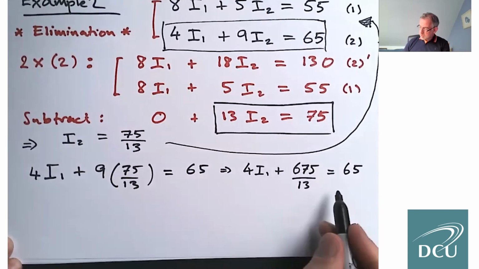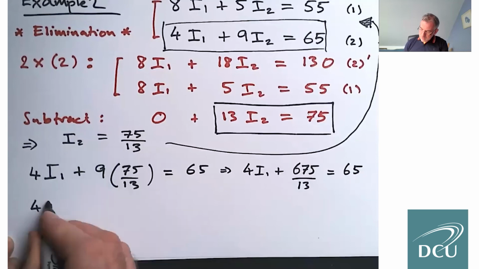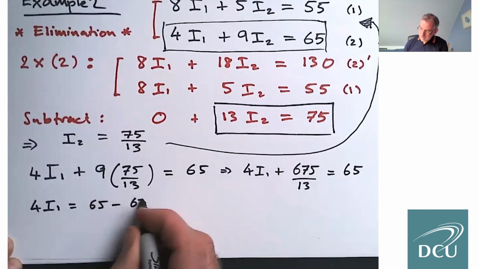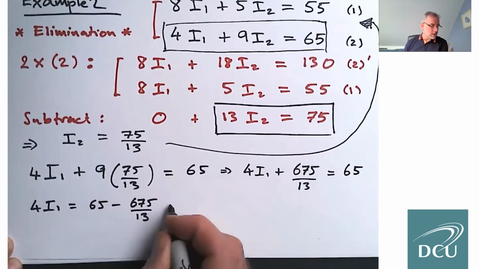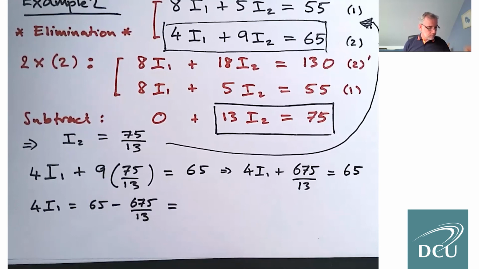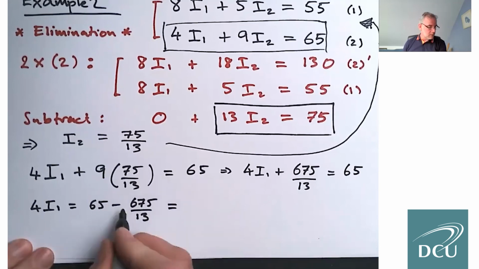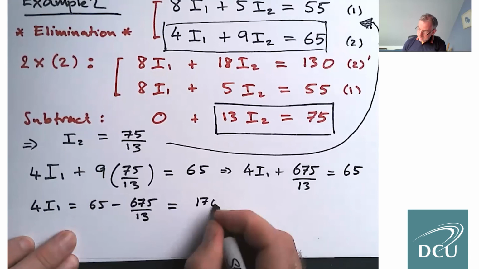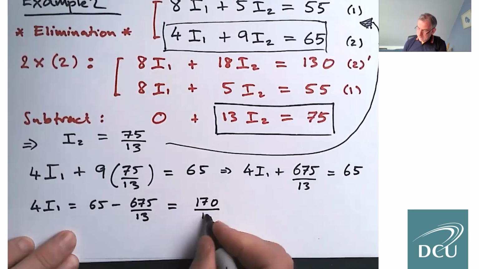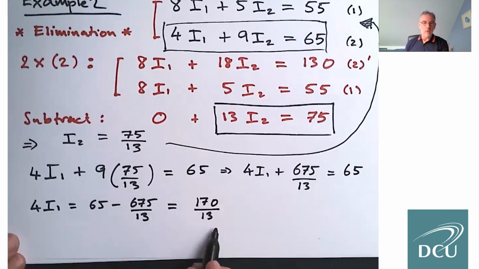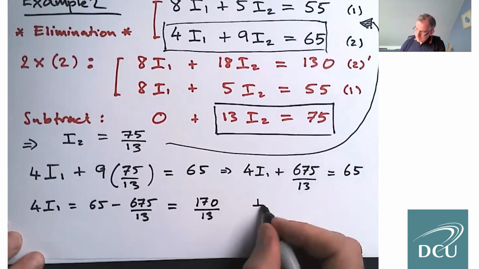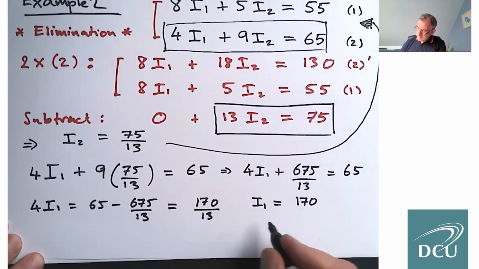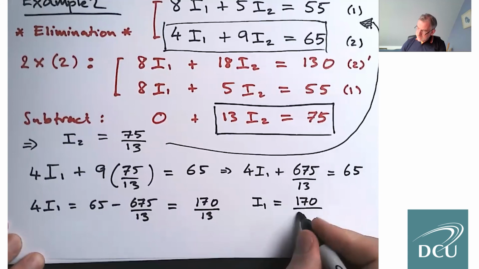Okay, so I subtract this fraction from both sides and I get 4 times I1 is 65 minus 675 over 13. And when I tidy up that fraction there, using the common denominator and my calculator, of course, I find, and just check this number yourself, that I get 170 over 13. So now I can divide both sides by 4 to get the value of I1. So I1 will be 170 divided by 4 times 13, which is 52.